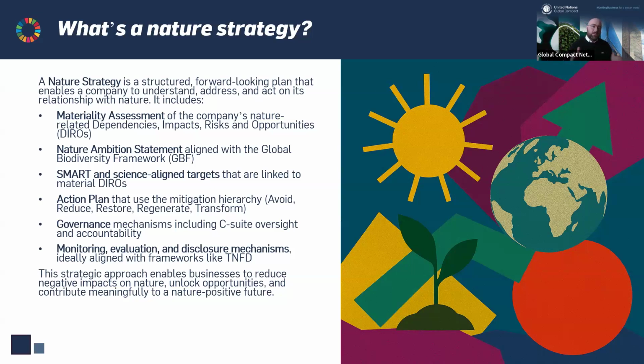And of course, you should have an action plan in your strategy that uses the mitigation hierarchy when it comes to nature or avoiding biodiversity loss: avoid, reduce, restore, regenerate, and transform. An important part is also the governance component, not least to have oversight at senior level, C-suite preferably, or even the board of a company. And then, of course, monitoring and evaluating and disclosing what you're doing on nature.